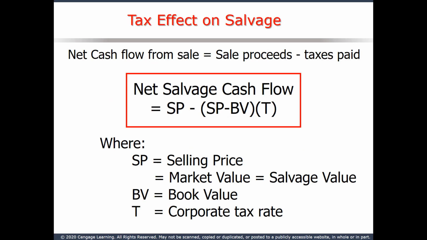Since Modified Accelerated depreciates an asset to a zero value, when the asset is sold at the end of a project, there are tax implications. The net salvage cash flow is the cash received for selling the asset minus any taxes paid. You're taxed on the difference between the selling price and the book value. This equation is not in your textbook, but leads to the correct end-of-project net salvage cash flow. If the selling price is greater than book value, then you pay tax on the gain. If the selling price is less than book value, you recover tax on the loss.